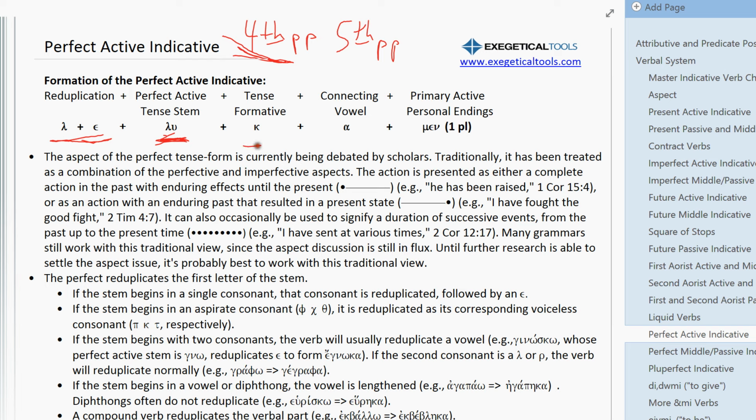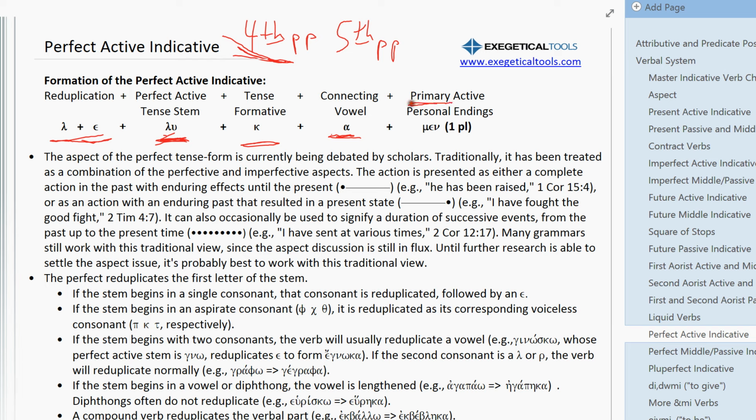Now there's also a tense formative, which is kappa, that tips you off that this is going to be perfect. And then there's also an alpha connecting vowel, so it's not the omicron epsilon variable connecting vowel, it's alpha. Now that's going to look like the first aorist, but in the first aorist, remember the tense formative is sigma, so you get sigma alpha, and that is different than what we have here. But both have alpha connecting vowels.